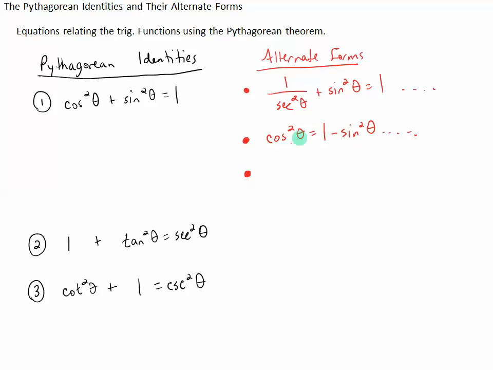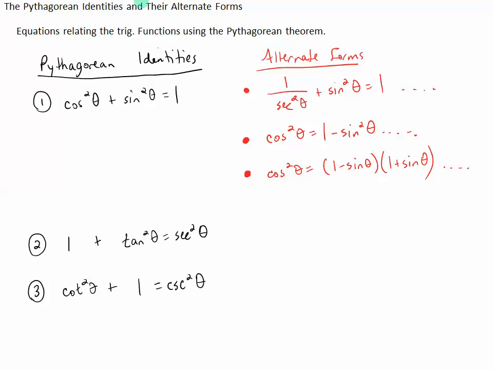Finally, if I look at rewriting the second one, now on the right side I have a minus. Over here everything was added, but here I have a minus. This is now a difference of squares, which will factor as 1 minus sine theta times 1 plus sine theta. So using factoring, you can get some other forms that way. So there are many, many alternate forms of these equations. You can use the reciprocals, you can solve for a piece, and you may be able to use things like factoring to write it differently.